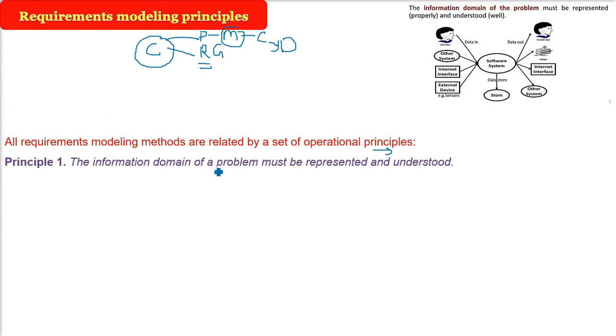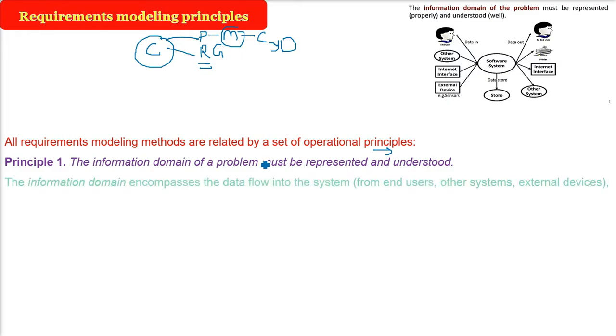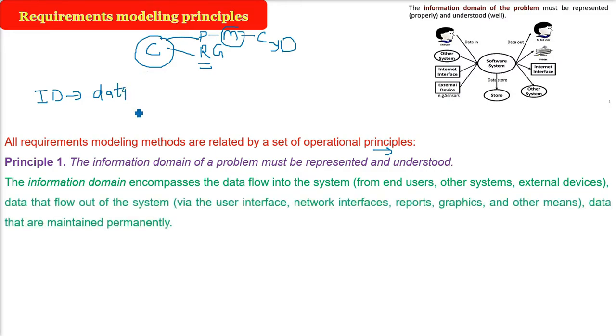The first one is that the information domain of a problem must be represented and understood. This means the information domain is all about data: how you're holding it, how you're sending it, how you're receiving it. Whenever you're talking about software, what data is getting inside the system? It may be from the end users, from other systems, or from external devices which are also putting some data here. So this is the data flow inside the system.